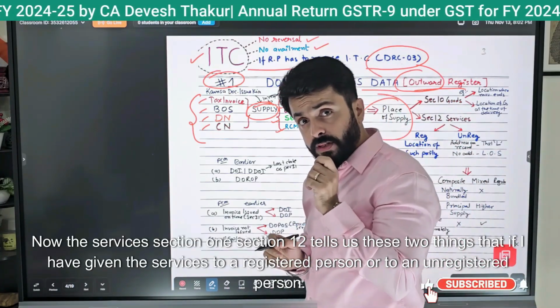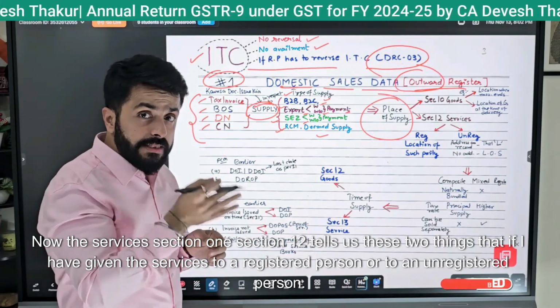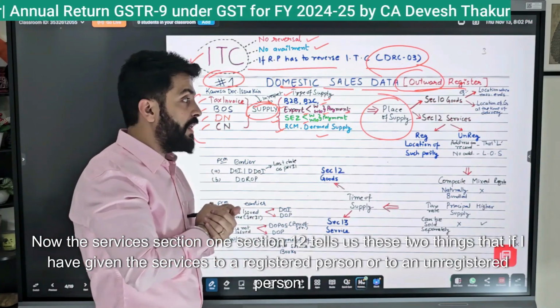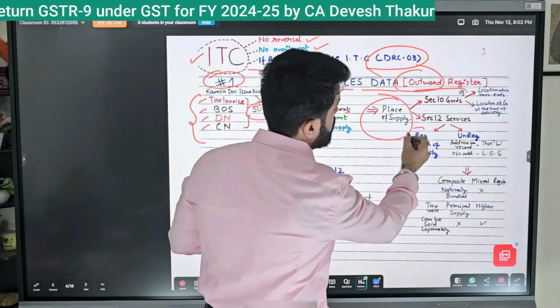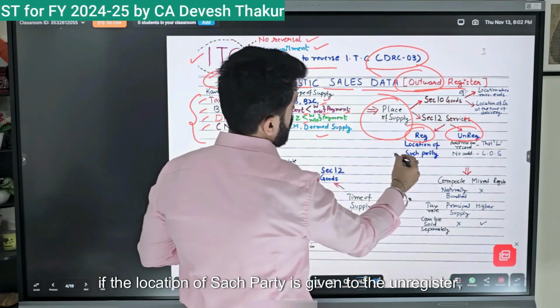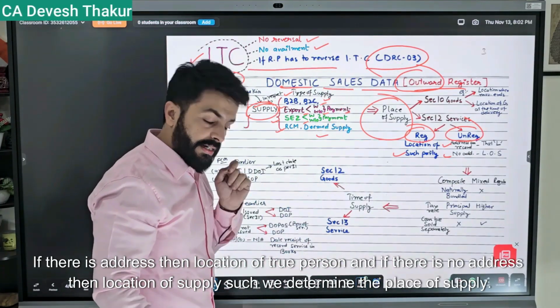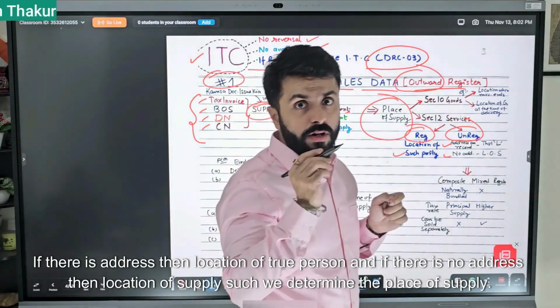Now for services, section 12 tells us that if I have given services to a registered person, the location of such person is the place of supply. If I have given them to an unregistered person, do I have their address? If there is an address, then the location of that person, and if there is no address, then the location of supply. This is how we determine the place of supply.